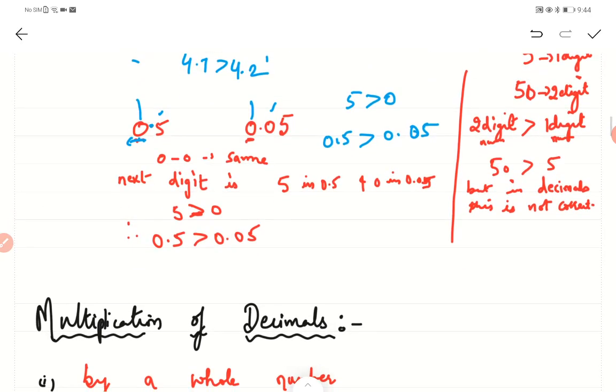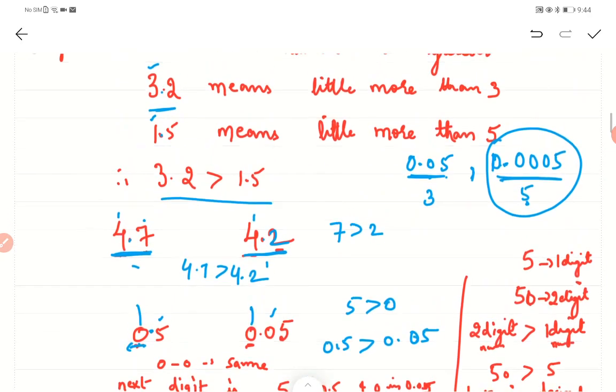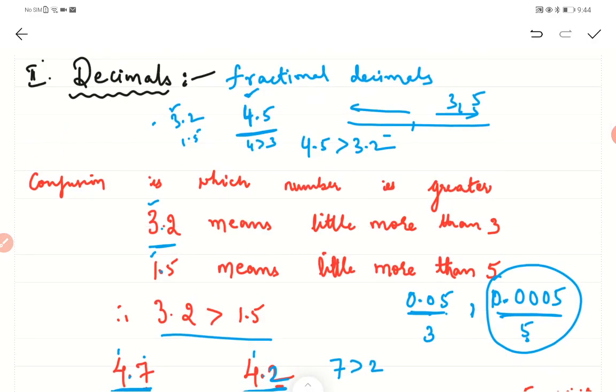So we were discussing decimals in the last video, isn't it? We started with decimals. Decimals are the numbers with points. Whenever you find a number with a point or dot, you call it a decimal. These decimals are nothing but fractional decimals. For example, this is the fraction 1 by 2. When you divide this, you will get 0.5. So the other name for decimal is fractional decimal. It's one and the same.